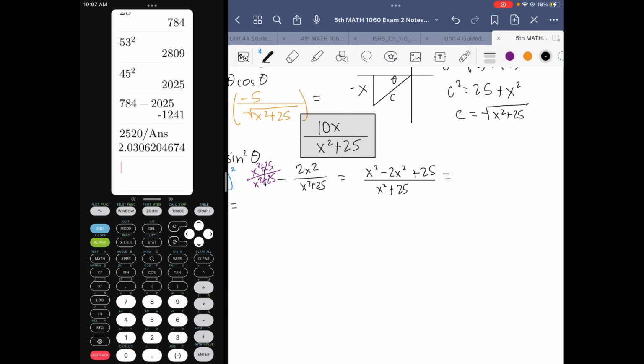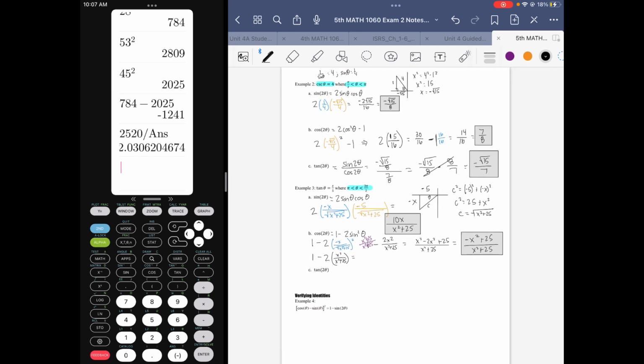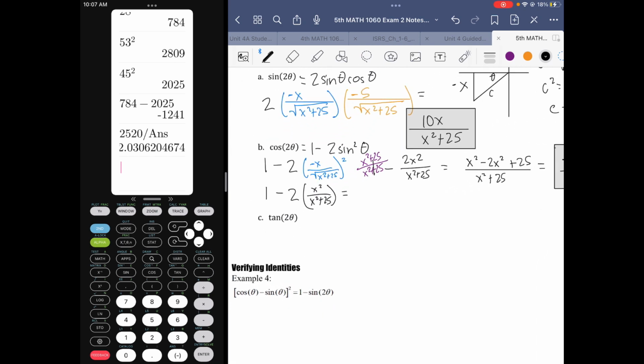Now you can combine like terms on the top. So x squared minus 2x squared is just negative x squared plus 25 over a positive x squared plus 25. That was interesting. So that's what our cosine is. And then to find our tangent, again, I'm just going to go straight to the keep, change, flip part. You guys know that this is coming.